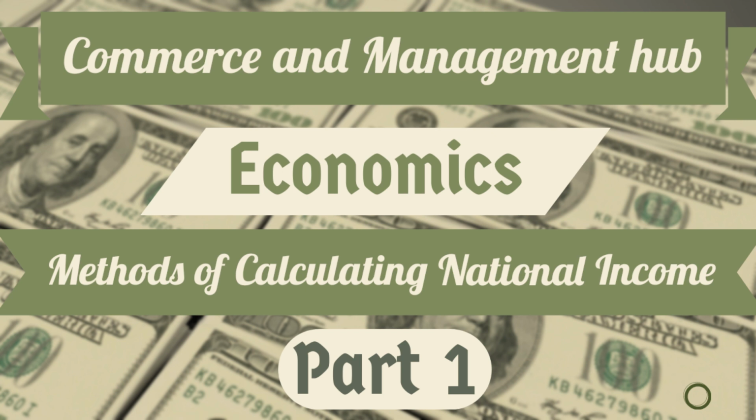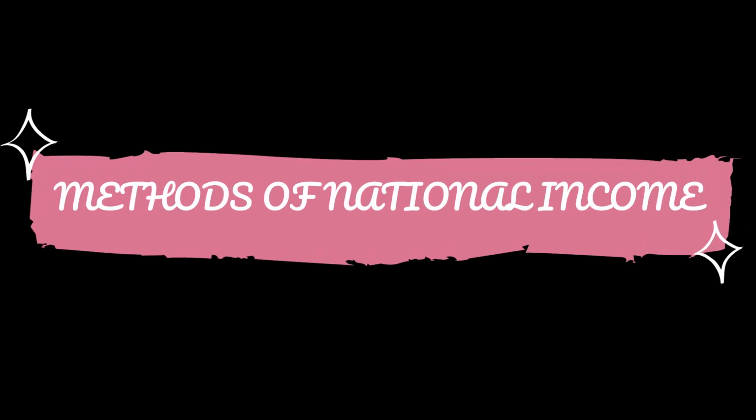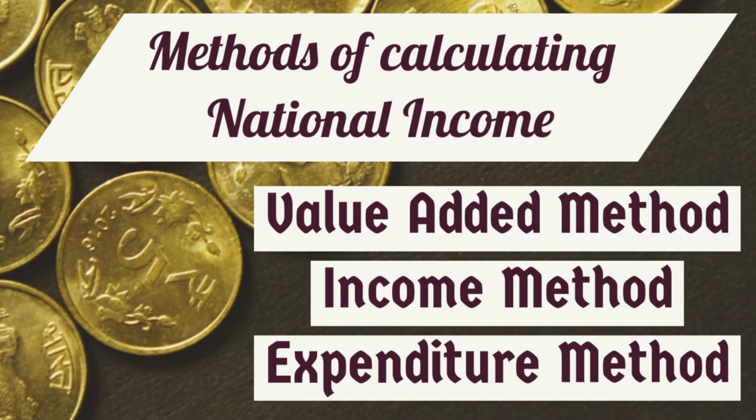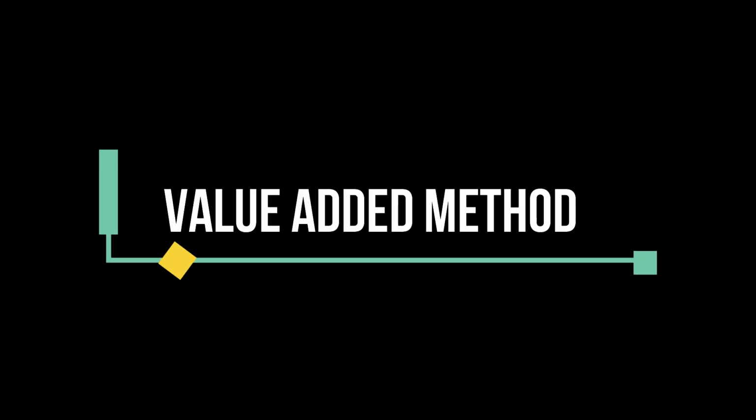Today we are going to the next part of the national income. We are going to discuss about the methods of national income. So when we are talking about the methods of calculating national income, there are three methods of calculation of national income, that is value added method, income method and expenditure method. We will discuss all the three methods one by one in each respective video. So in this video we are going to discuss about the value added method.